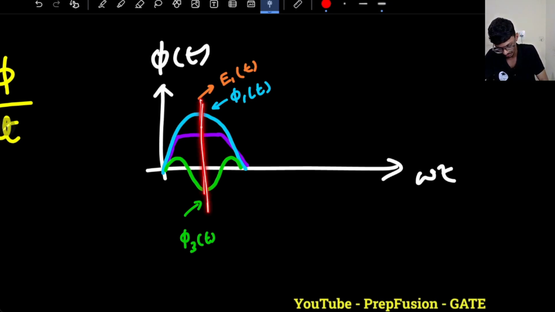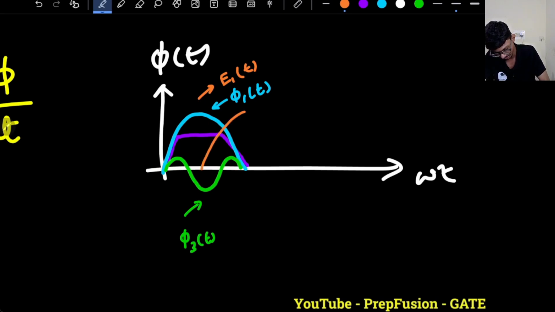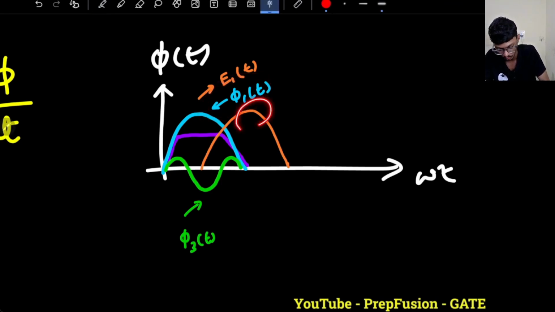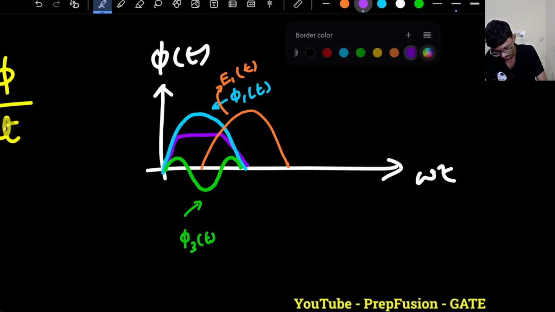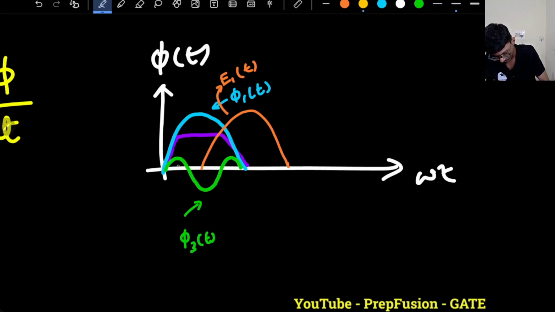The cosinusoid is 0 at pi by 2. So E1 will be something like this, roughly. As this is a sine function, the differentiation will be a cosine, so at pi by 2 the value will be 0. Now, what about this third harmonic? Again it is a sine, so the differentiation will be a cosine, somewhat like this. It will start with a lag, if I am not mistaken.